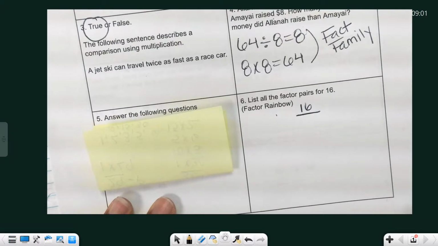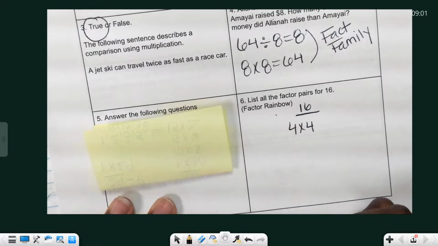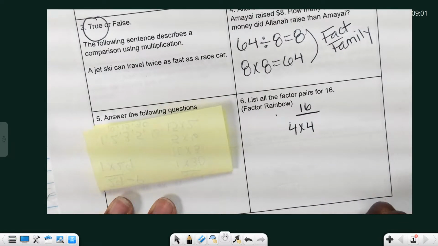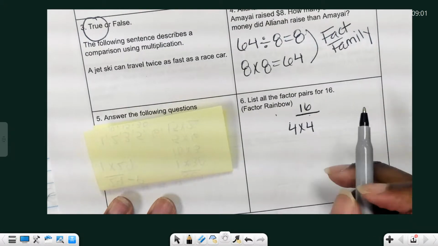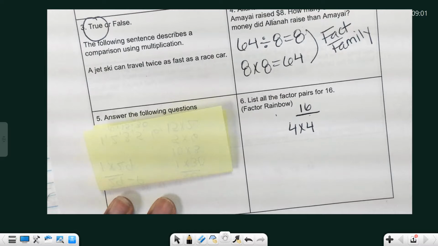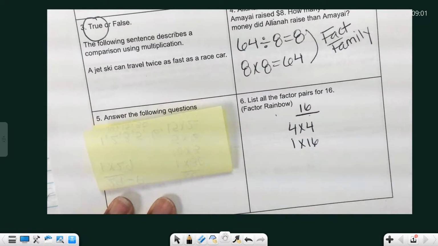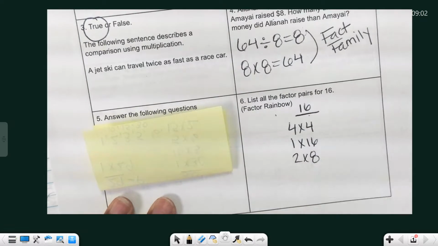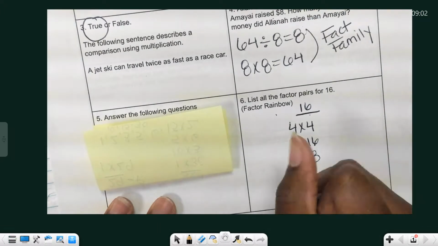4 times 4. 1 times 16 is 16. 2 times 8. Anything else? All right, so let's list in order from least to greatest.